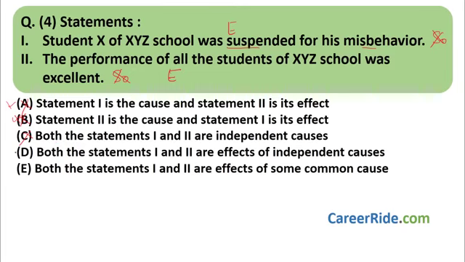Now we have to see whether it is D or E, okay, whether they have independent causes or whether they have some common cause. In one, the student was suspended for misbehavior. In the other, the students have a very good performance, okay. Both of them are not related, so they must be the effects of independent causes. They do not have some common cause. So the answer is not E, the answer is D. See how easy it is.